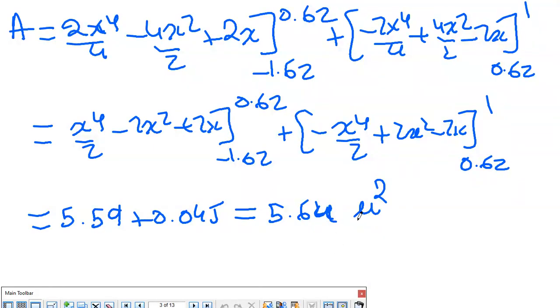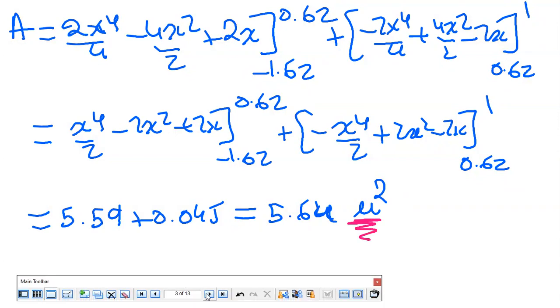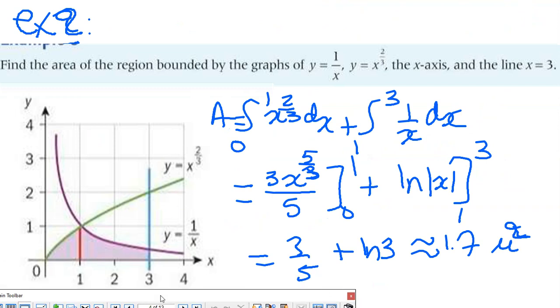When you're calculating the area, you need to write the unit, it's unit squared, because the area is in unit squared. Let's do another example. I need to find the area of the region bounded by the graph of y equal x, which is the purple one, and y equal x2 over 3, with the two vertical lines: the x-axis and the line x equal to 3.